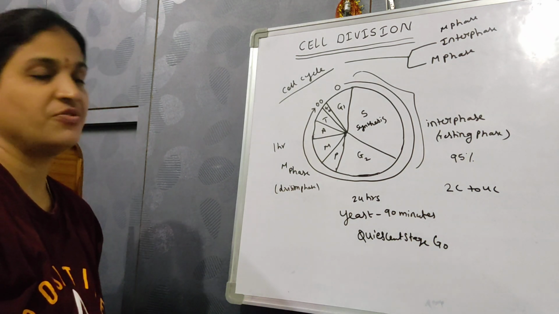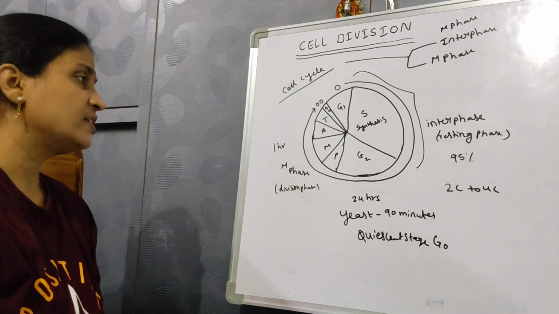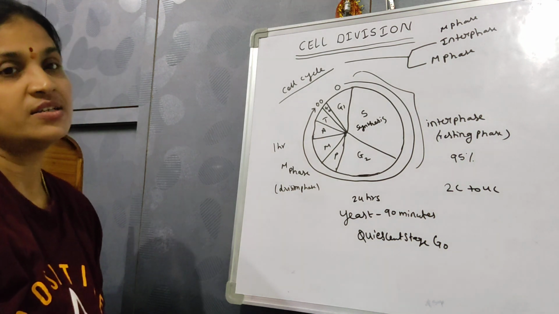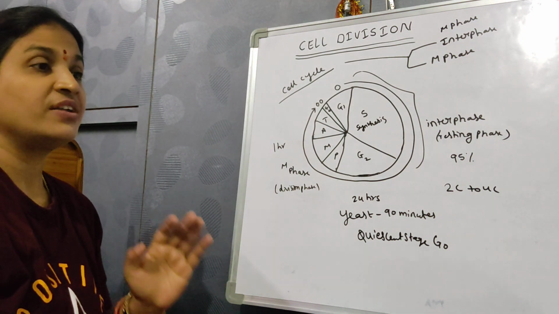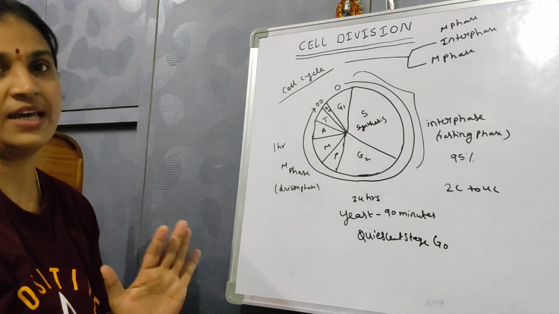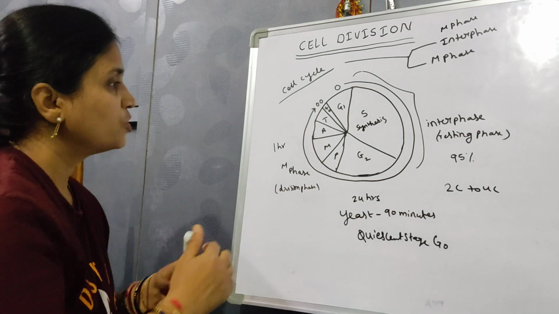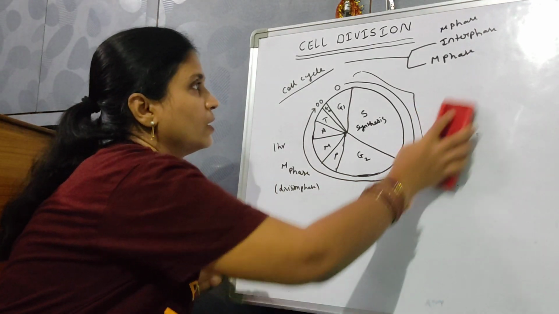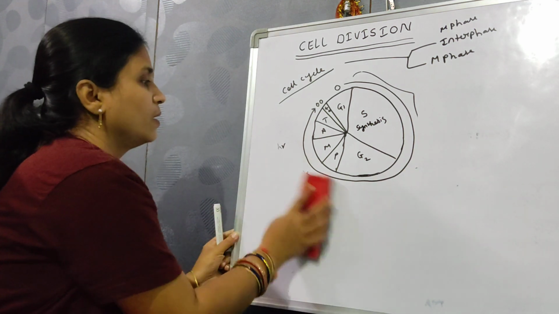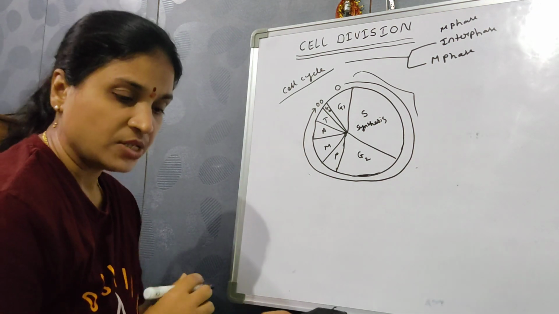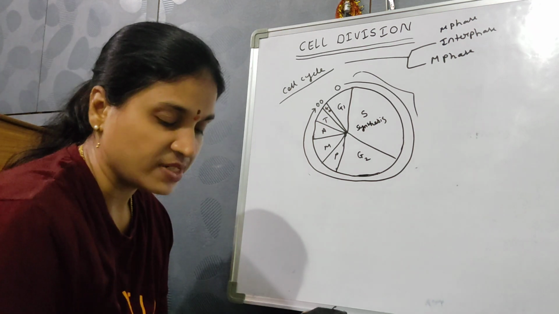Mitosis is a type of cell division which is going to take place in vegetative cells and somatic cells, where the genetic constitution of the parent cells and the daughter cells is same. Okay, so this is similar, same. Okay, so this mitosis.